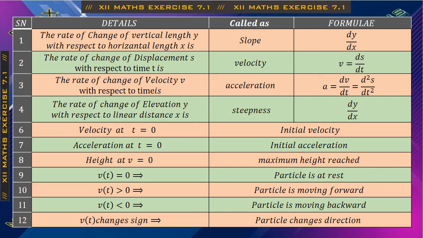When velocity is greater than 0, then the particle is moving forward. When velocity is less than 0, then the particle is moving backward. If velocity of t changes sign, then the particle changes direction.